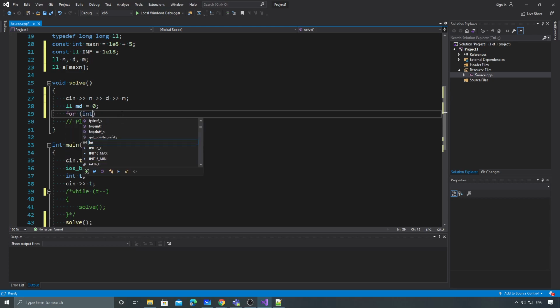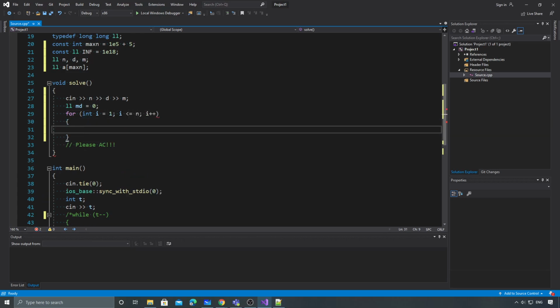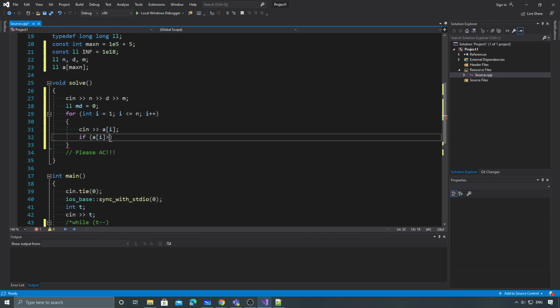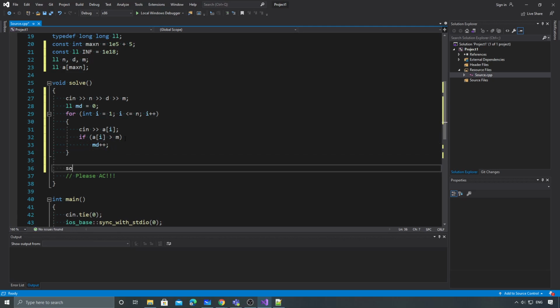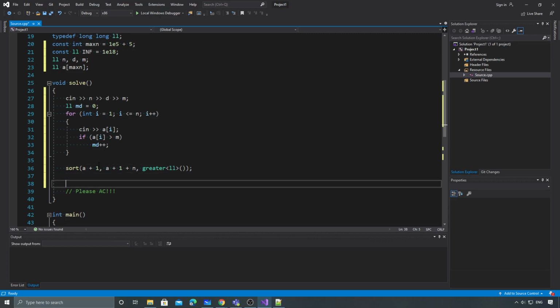Then for int i in 1, i smaller than or equal to n, i plus plus, we read the value into a[i]. If a[i] is greater than m, then we increase the muzzle days by 1. And then we need to sort, from the biggest to the smallest. That's going to be a plus 1, since we're starting from 1, not 0, then a plus 1 plus n, and then greater long long. So that's the sorting part.